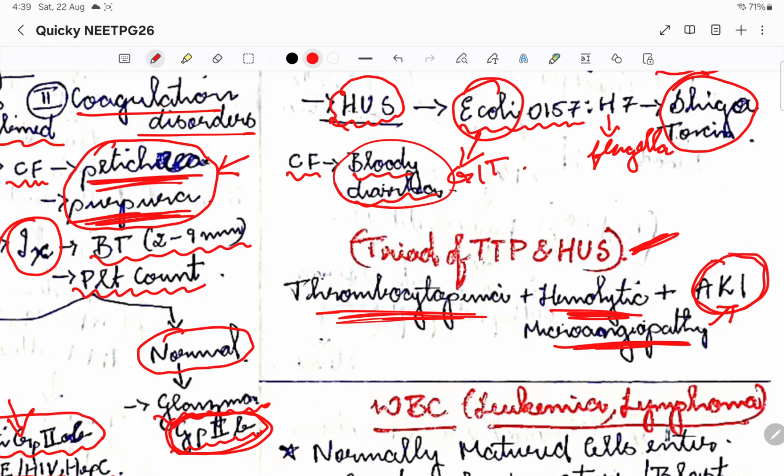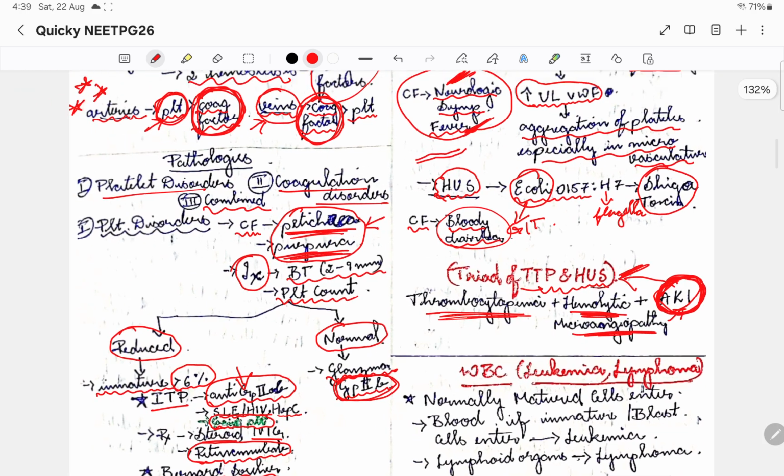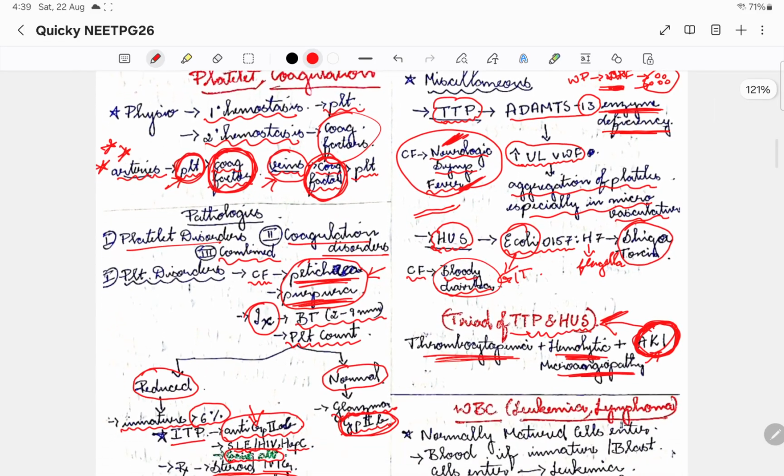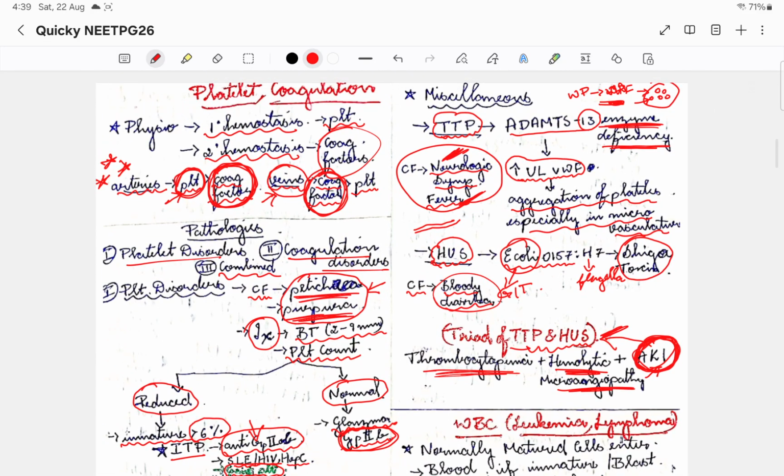So that is why it can lead to acute kidney injury. One of the major etiologies of acute kidney injury is TTP and HUS. So whenever we suspect AKI, we always rule out these two things also. When we go to nephrology, we'll discuss more about it. So these are the pathologies that can be seen with respect to platelets and coagulation.